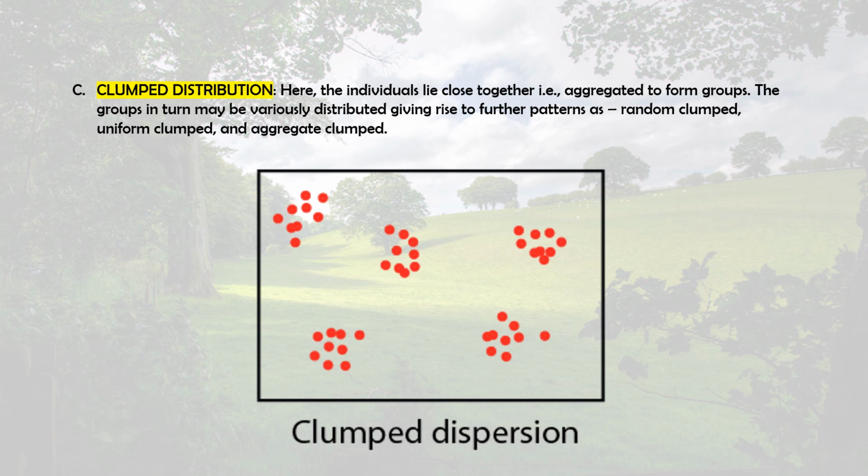And the nature of population dispersion can easily be assessed by Morisita's index, and there's a formula for this one, but if we go about it theoretically, we can say that when Morisita's index is equal to 1, the distribution is random. When it is greater than 1, the distribution is clumped. And when it is less than 1, the distribution is uniform.